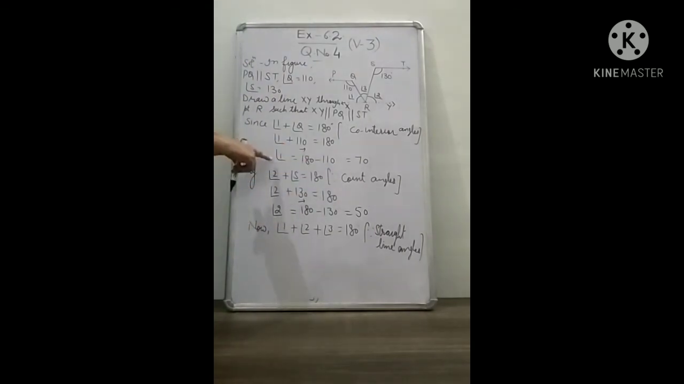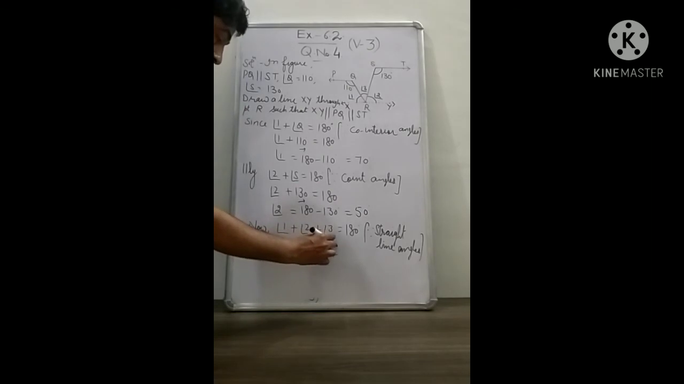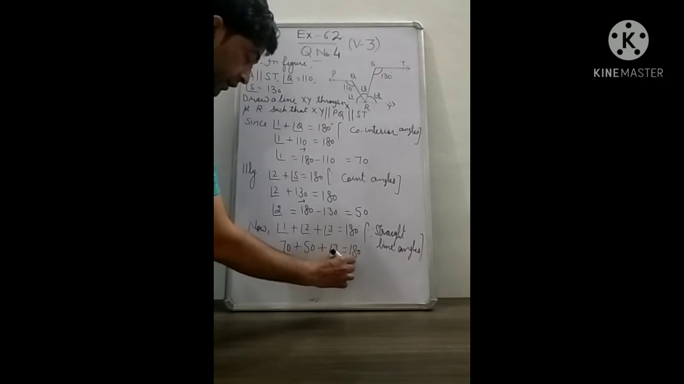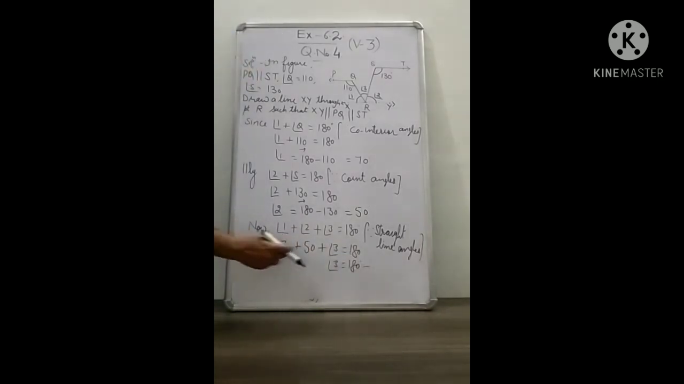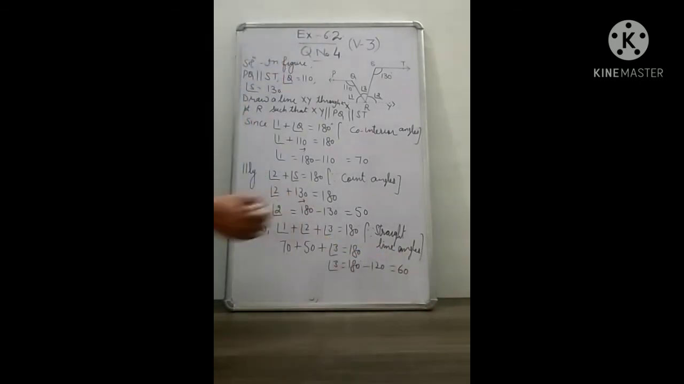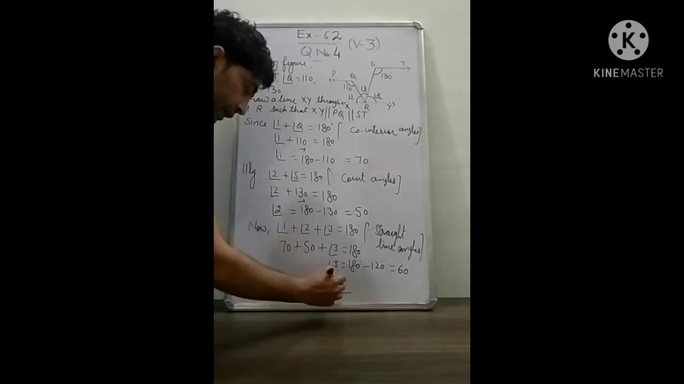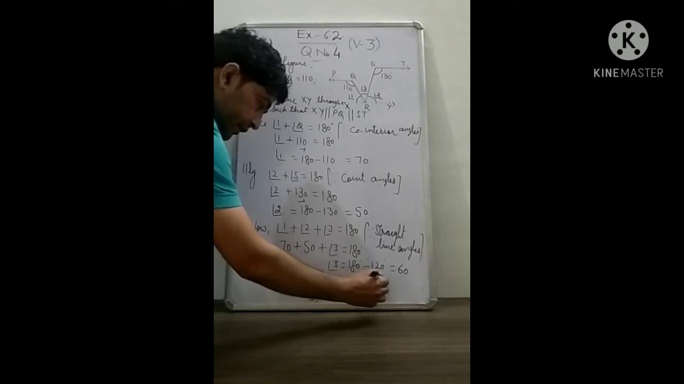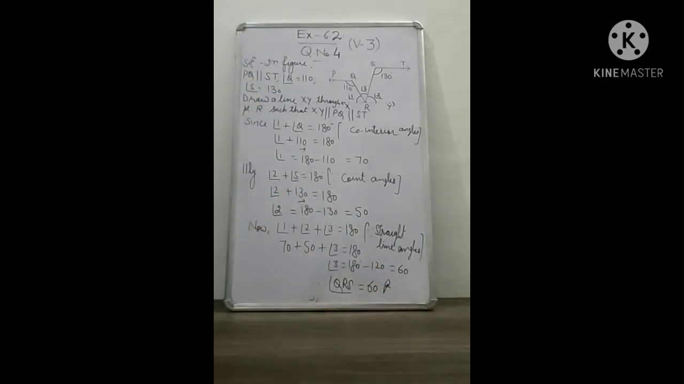Now put the values. Angle 1 is 70 degree, angle 2 is 50 degree, plus angle 3, and that is equal to 180. From here, angle 3 is 180 minus (50 plus 70). It is 180 minus 120, which is 60 degree. Now write the complete name of this angle 3. Therefore angle QRS is 60 degree. So this is the complete solution of this question.